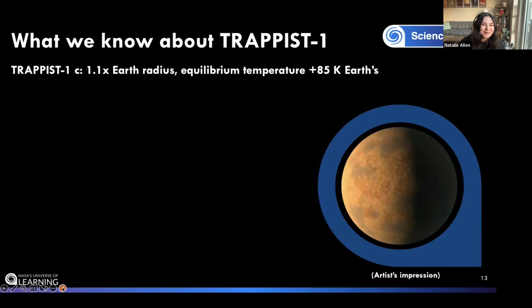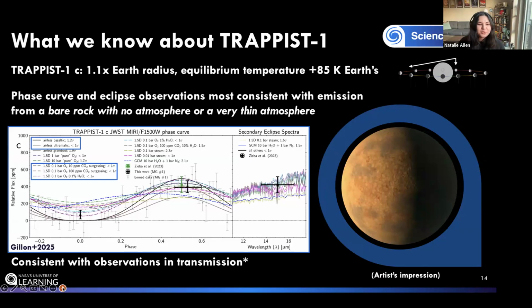The next planet in the system is TRAPPIST-1c, which is very similar to TRAPPIST-1b. It's almost exactly the same size. It's just a little bit cooler. It's kind of in between Mercury and Venus's temperature. Next slide, please. And this was actually observed in the same observation as the one we just talked about, the same phase curve observation.